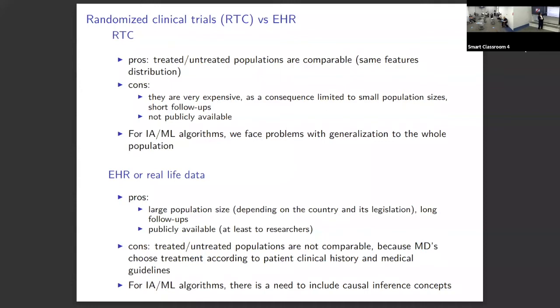And for electronic health record, or what we call real life data, you have very large, even sometimes exhaustive population size. It depends on the country and its legislation, but in many countries, it's very large, with long follow-up. Most of the time, it's publicly available, at least for researchers, but you don't have this randomization. So if you look at a treated and an untreated population, they are not comparable anymore. They don't have the same feature distribution, because any medical doctor would choose the treatment according to the patient's clinical condition and not randomly, hopefully. So that's a good thing, because we have large population size, and that's a bad thing, that we have this problem.